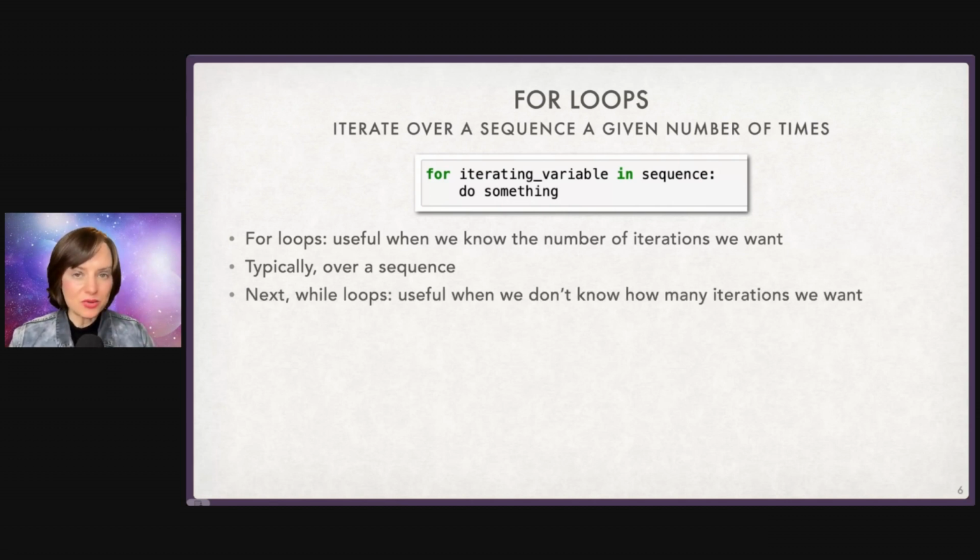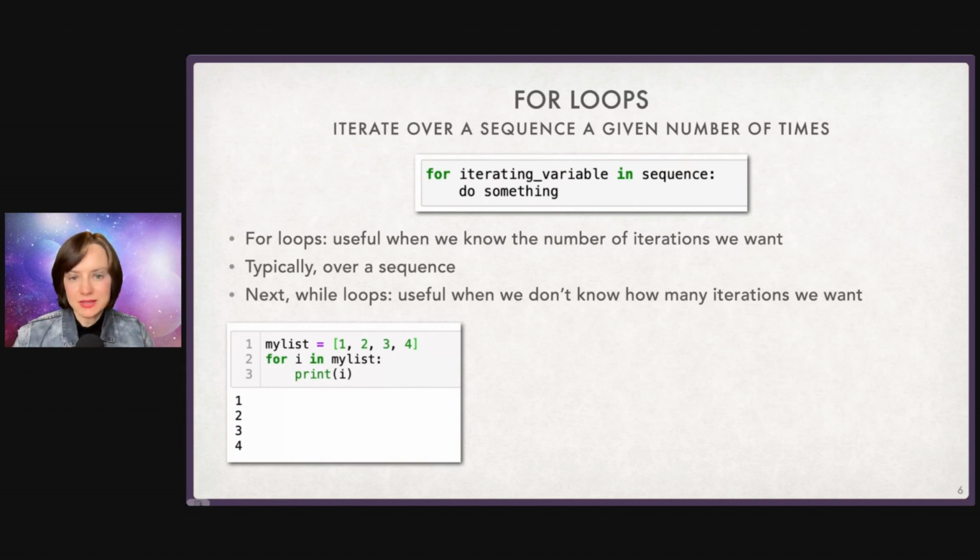Up next, we're going to use while loops. And the main distinction here is that these are useful when we don't exactly know how many iterations we want, but we want it to iterate until we hit some value or some other threshold is crossed. Let's get into some examples.